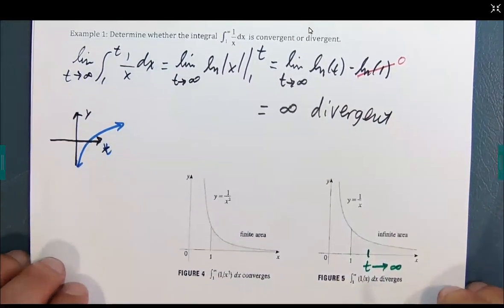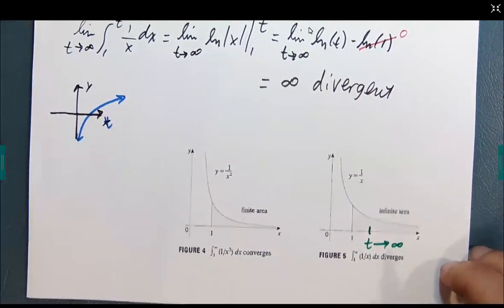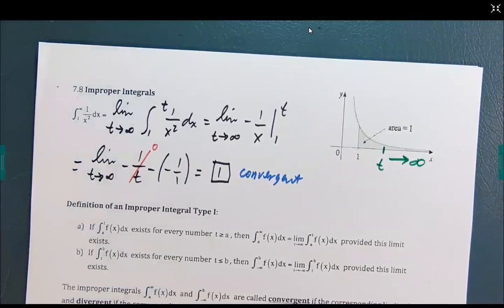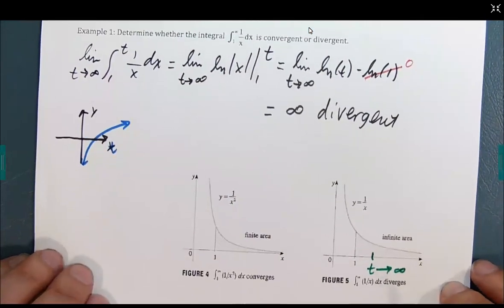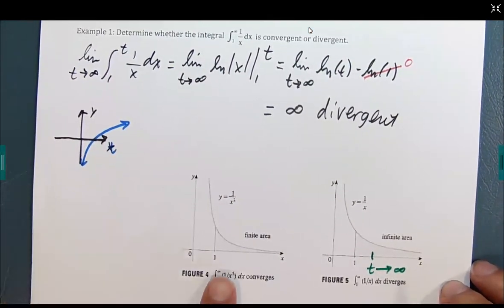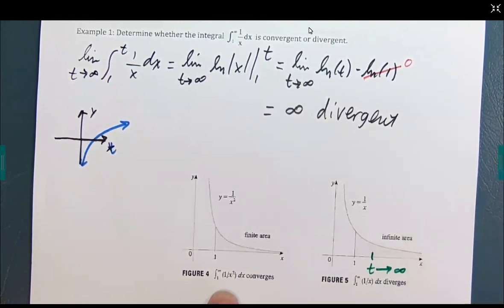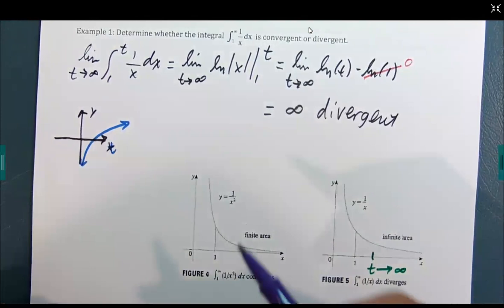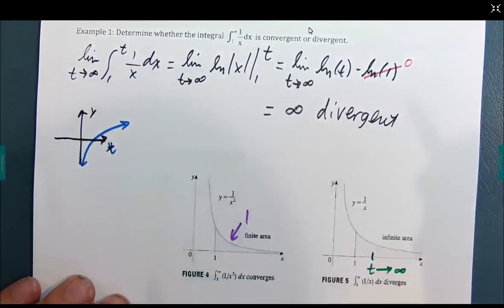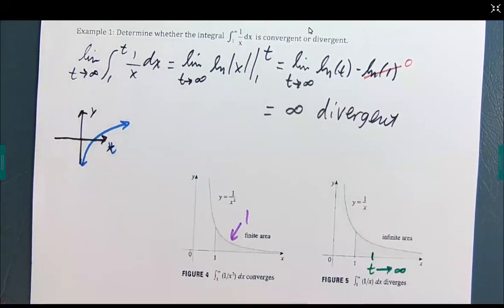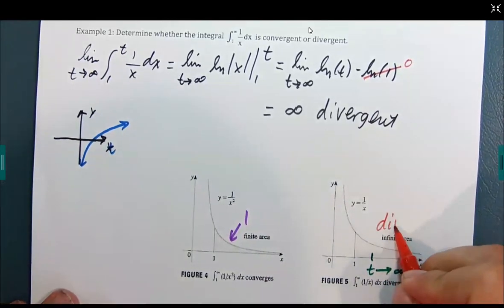Now, I want to compare the two. The first one that we did up here was 1 over x squared. The second one we did was 1 over x. This one converges. Specifically, it converges to 1. This one diverges.